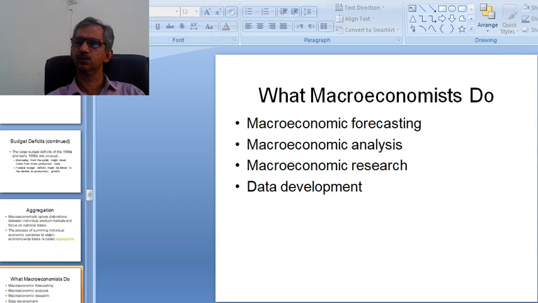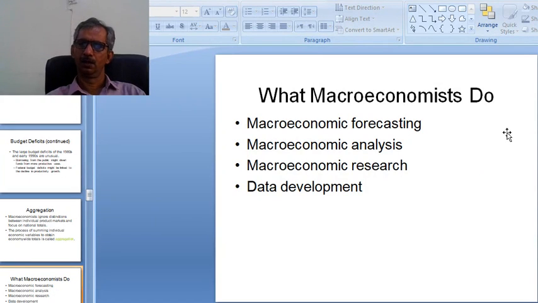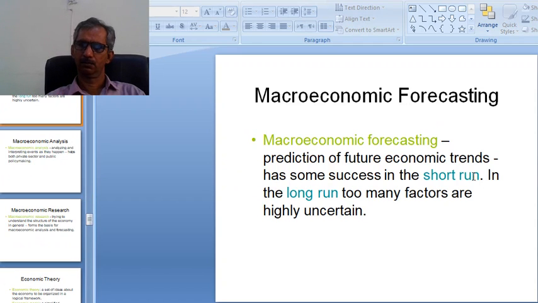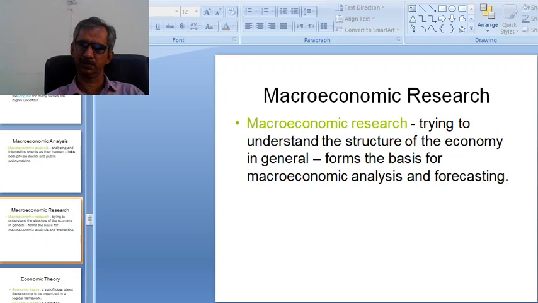So what do macroeconomists do? Macroeconomic forecasting, analysis, research, and data development. Macroeconomic forecasting is the prediction of future economic trends, with some success in the short run and the long run too. Many factors are highly uncertain. Analysis means interpretation of events as they happen, in both the private sector and the public sector.